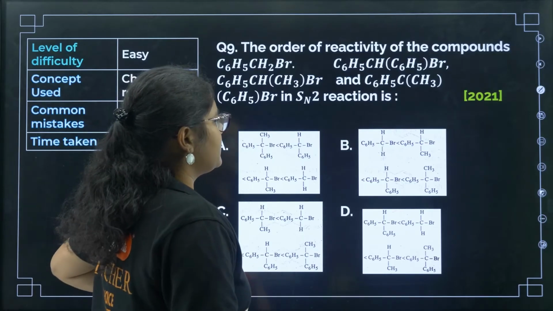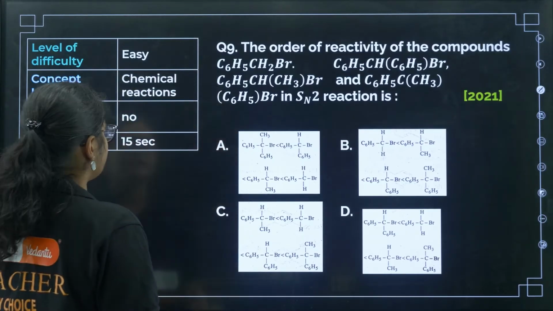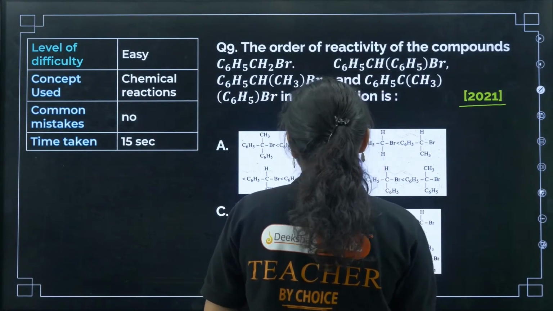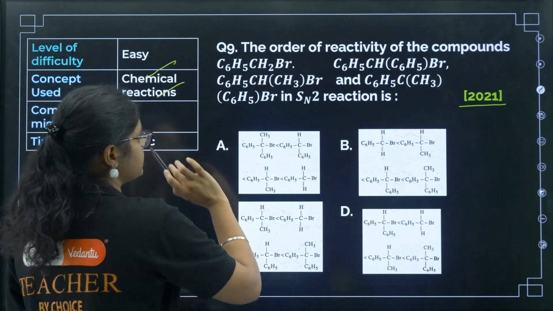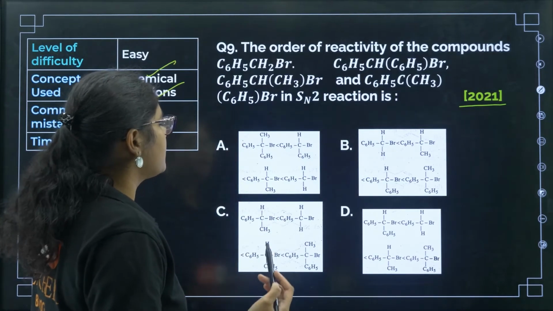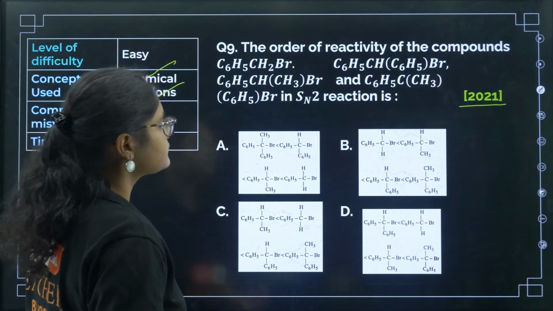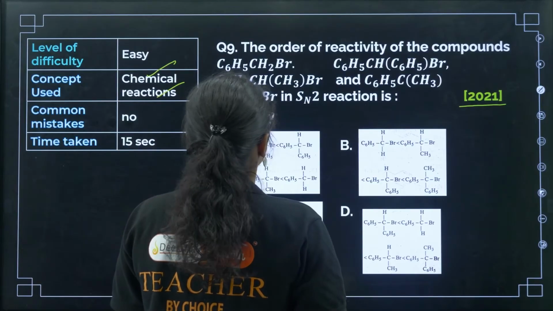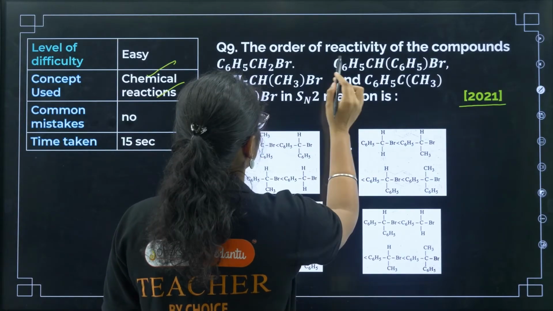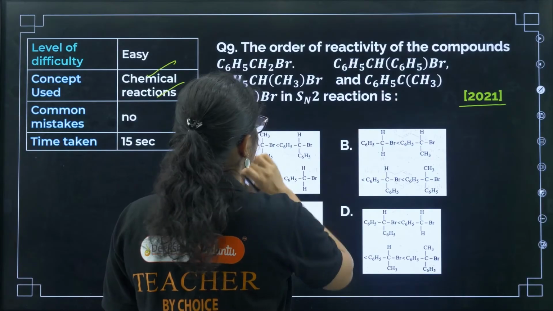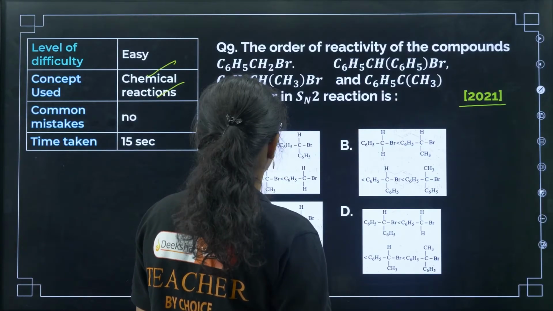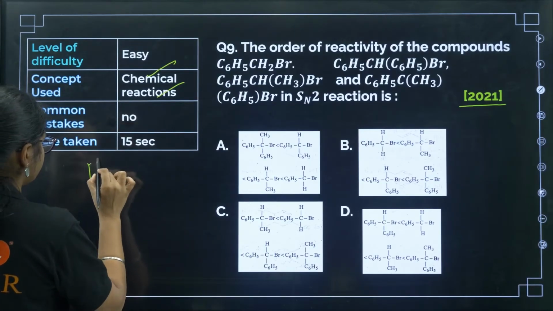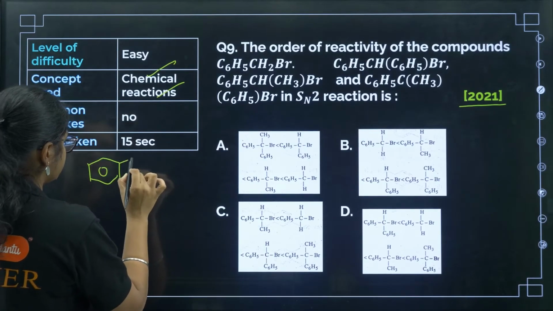Next question, the order of reactivity of the compounds. Haloalkane compounds are given and we need to find their reactivity order. A 2021 question, again a simple question, you just need to check the stability of the carbocation. Fine. So now if I draw these structures, we have structures 1, 2, 3 and 4. Okay, so let us see the first structure. We have C6H5CH2Br. I am drawing small structures here. This is the first one.